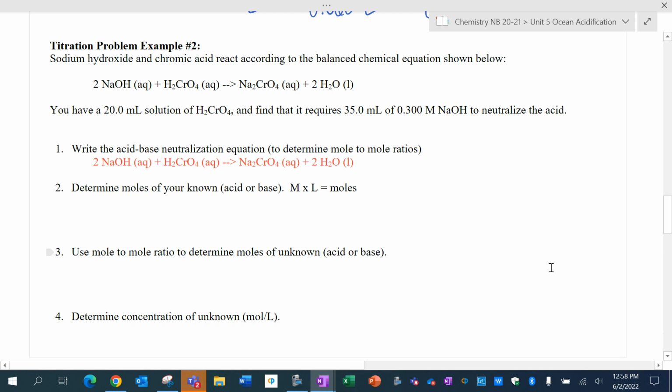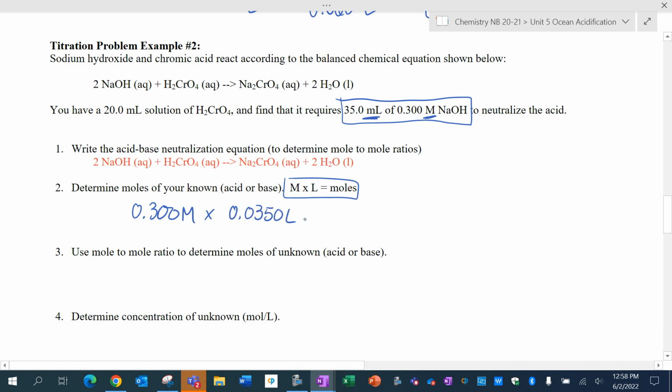Step 2, determine the moles of your known. In this case, our known is sodium hydroxide. I know the volume and I know the molarity, so that means I can find moles. My molarity is 0.3. My volume is 0.035. You have to convert the milliliters into liters. So 0.3 times 0.035 is 0.0105 moles of NaOH. All right, boom. Found my moles of known.